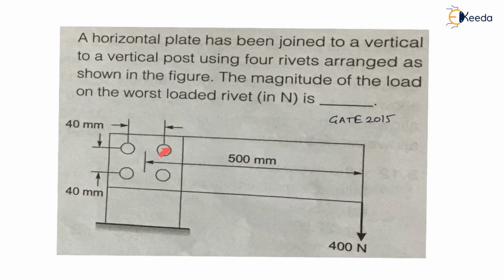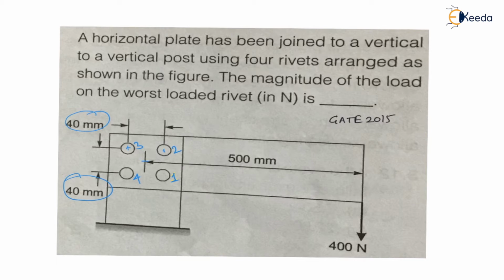Now here, let us say there are 4 rivets given. We will give names. Let us say this is rivet number 1, rivet number 2, rivet number 3 and rivet number 4. Now, the distance between rivet number 2 and 3 is given as 40 mm and the vertical distance is also 40 mm.